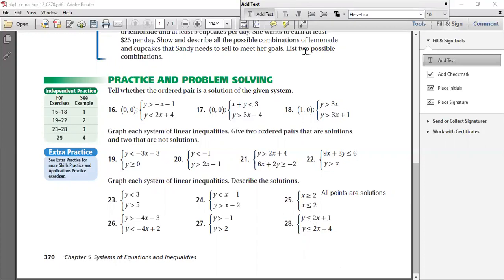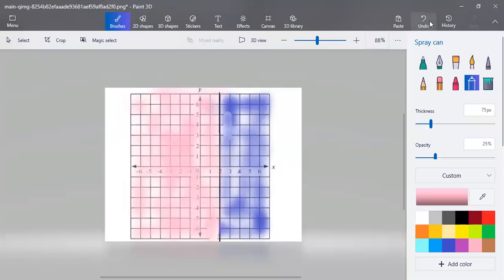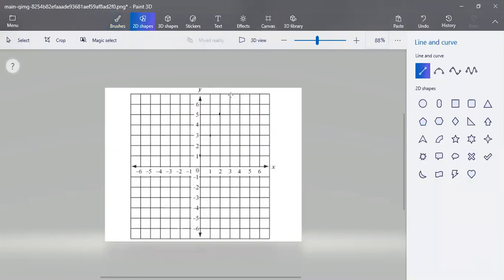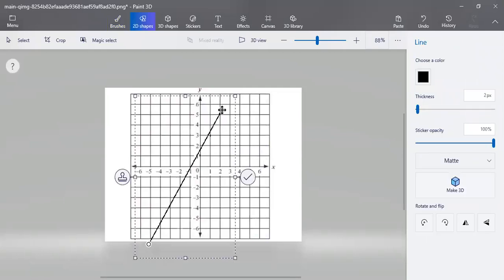So let's see what we can do here. First, let's graph the first inequality, where the y-intercept was 1. So the y-intercept is 1 here, and the slope was 2 over 1. So 2 up, 1 to the right, 2 up, 1 to the right. Let's just join that. I think 3 points are more than enough. So we straighten it out.